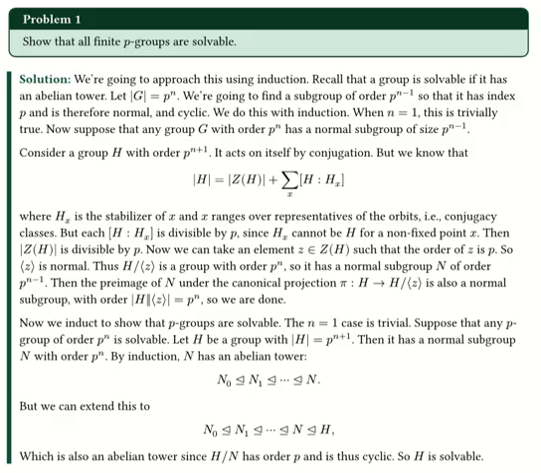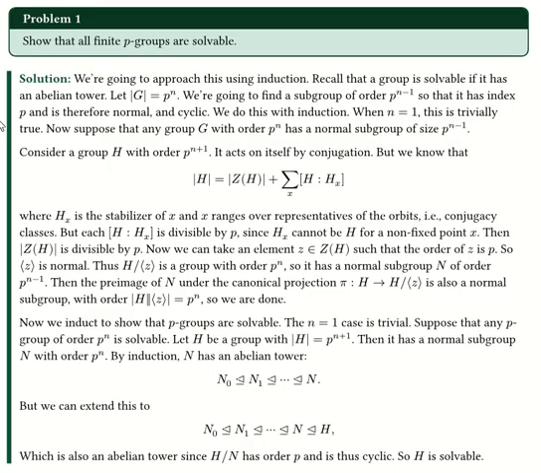So let's just think about an arbitrary p-group. Let's call it G with order p^n. So we're going to find a subgroup of order p^(n-1) so that this subgroup has index p. What that does is it's going to make this subgroup normal, and also cyclic because it has size p, which is prime. So let's do this with induction.